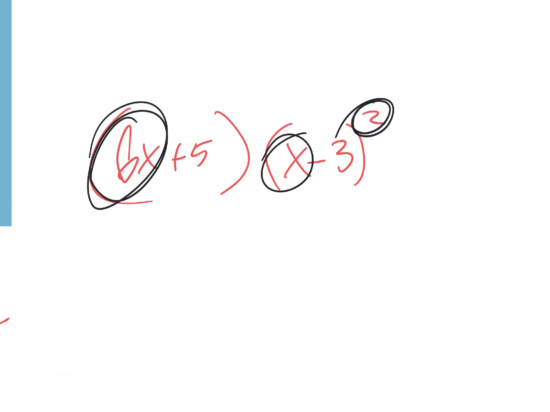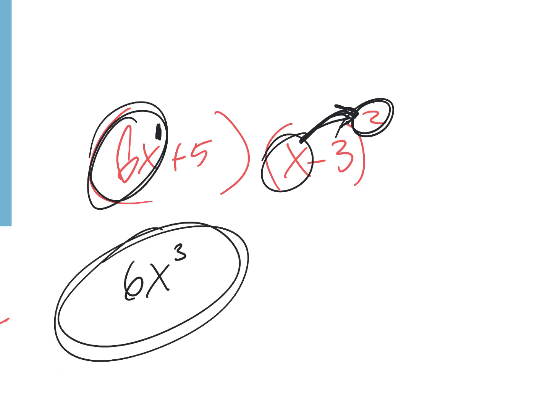If it's not 6x squared, what is it? Six x to the third. This one's a 1, and this one's really a 2. And you add these. So 1 plus 2, 6x to the third. Appreciate the effort. Really do. All right. And that's the lead term. The lead coefficient is on the front of it, the degree's on it.